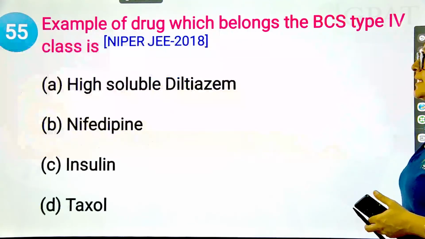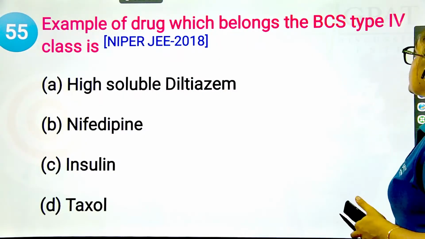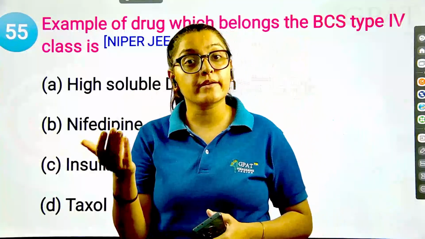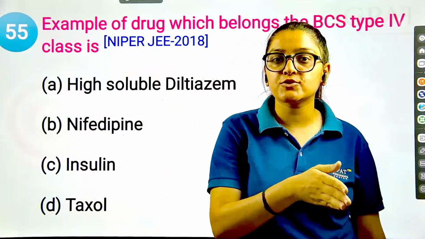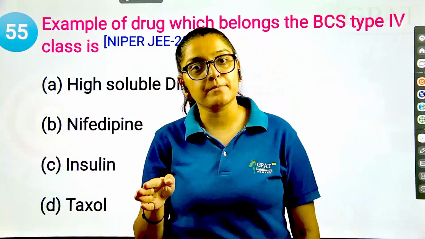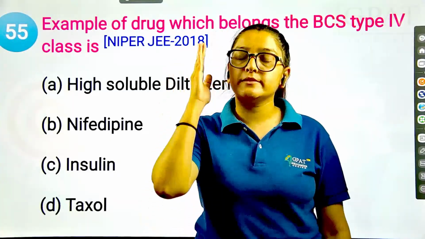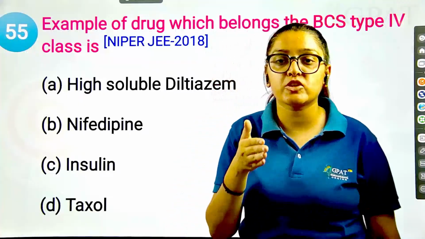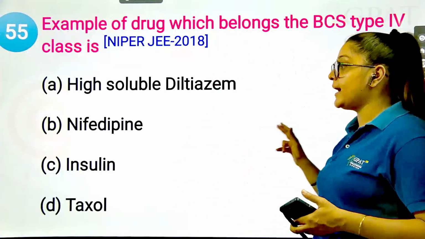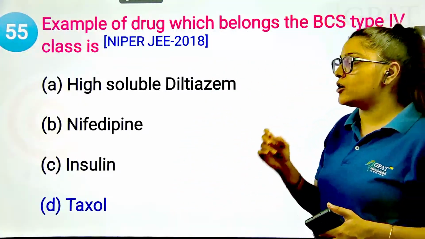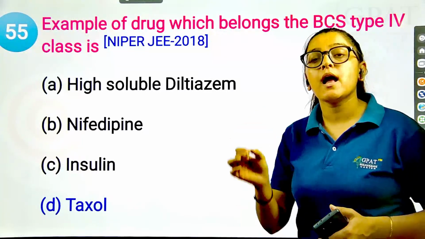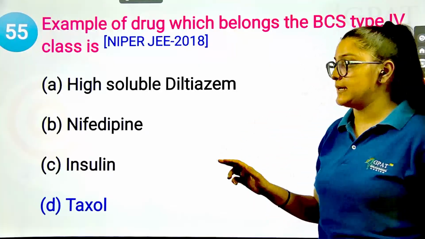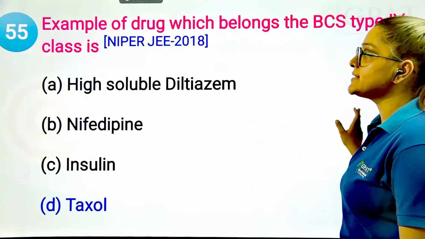Okay. Next, example of a drug which belongs to BCS class 4. BCS class 4 drug means poor solubility, poor permeability. Taxol, remember this, Taxol, furosemide, these are very important examples, right? So option number D belongs to BCS class 4 having poor solubility and poor permeability. Option number D is correct.